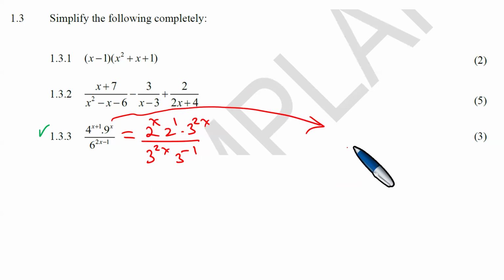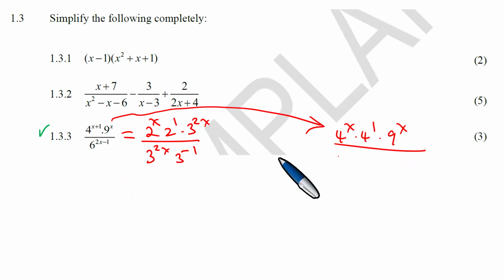But I want to bring to light something interesting here. Every time you walk into the exam, this is the first step you need to write when you see these questions. Always split like this: 4 to the power x, 4 to the power 1; 9 to the power x is alone; the denominator, 6 to the power 2x, 6 to the power -1. You always split the powers that are added together, but you write the same base. This is what you do first.